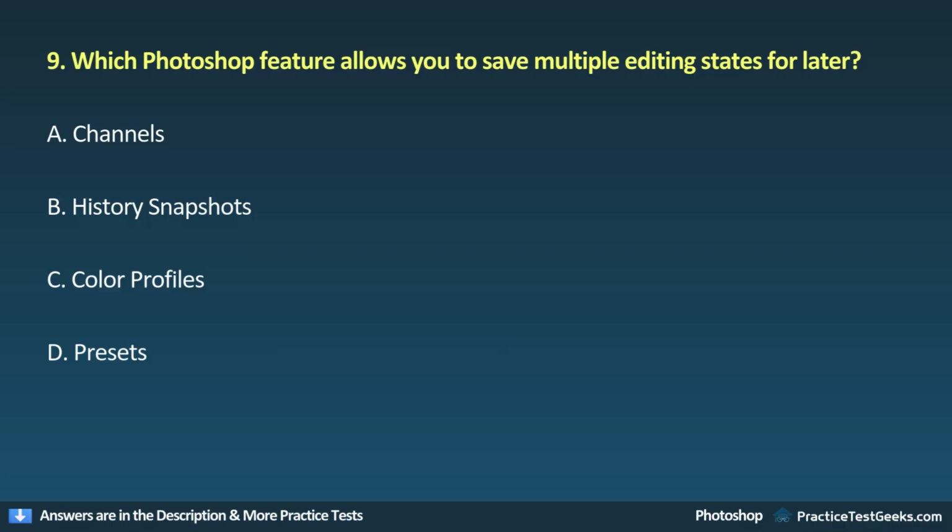9. Which Photoshop feature allows you to save multiple editing states for later? A. Channels. B. History snapshots. C. Color profiles. D. Presets.